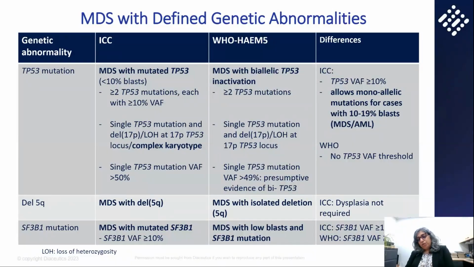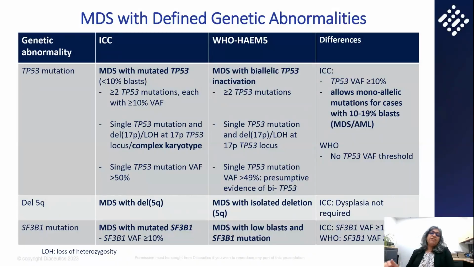First way is if you have 2 or more TP53 mutations, and that's included in both. However, ICC requires a variant allele frequency threshold of 10% for each of the TP53 mutations. WHO, on the other hand, does not have a VAF threshold for TP53 mutations.